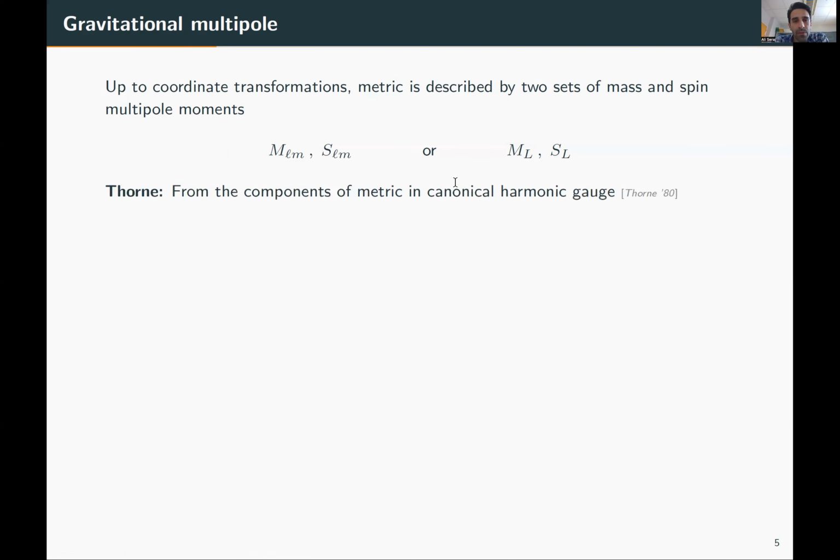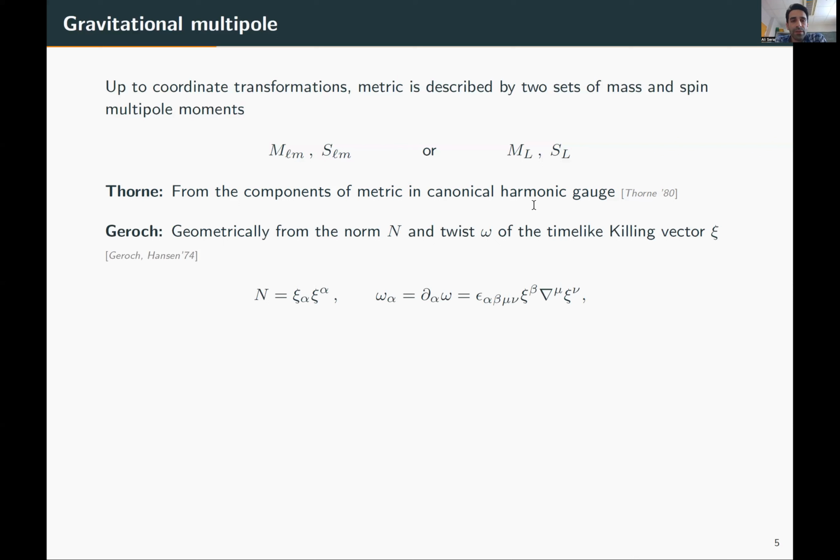Now, the way that these are defined are different, but Thorne defined the multipole moments in his seminal paper in the 80s through the components of the metric in a very specific gauge, which is called the canonical harmonic gauge. So this is a refinement of the harmonic gauge. However, if the spacetime is stationary, there is a more geometric and gauge invariant way to define the multipole moments, and this was done by Geroch and later by Geroch and Hansen.